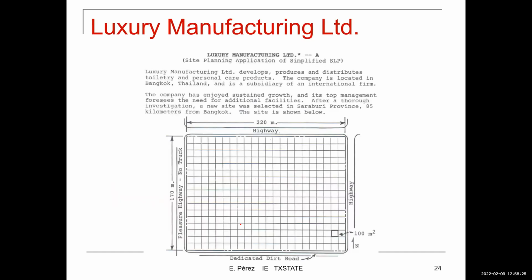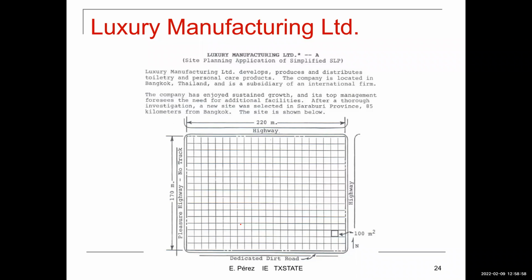So here's the area. This is Luxury Manufacturing, which develops, produces and distributes toiletry and personal care products. The company is located in Bangkok, Thailand, and is a subsidiary of an international firm. The company has enjoyed sustained growth, and its top management foresees the need for 4 additional facilities. After a thorough investigation, a new site was selected in Saraburi province, 85 kilometers from Bangkok. The site is shown below.